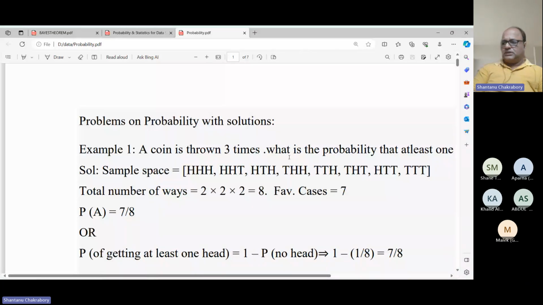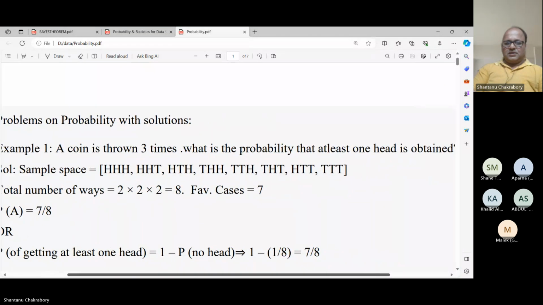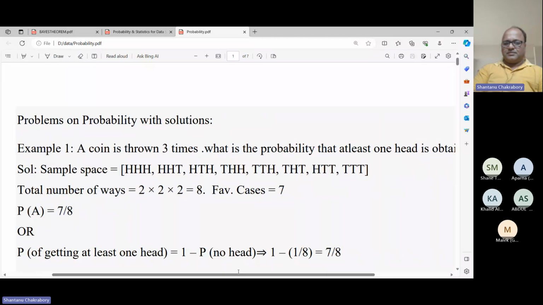So is the numerical visible to all of you? Let me check once. Can you all see the numerical for the probability that I'm sharing right now? Is it visible? Yes, sir.